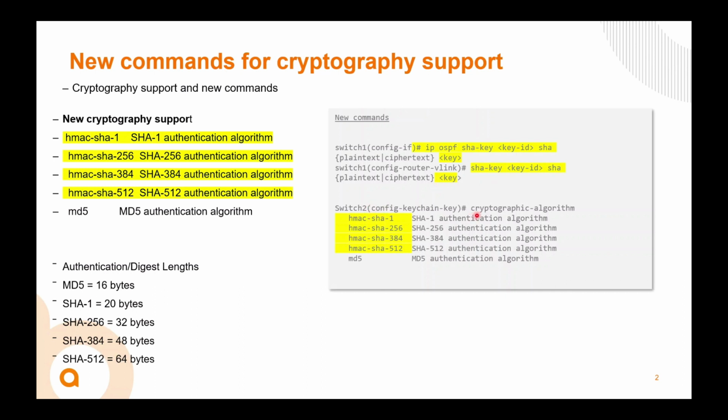We also have the same capability now in the keychain, so we could use the cryptographic algorithm supporting MD5 and the new cryptographic authentication methods for SHA through to 512. On the left here, I've just put some authentication digest lengths, which may be helpful for you and your customers when you are doing debugging.